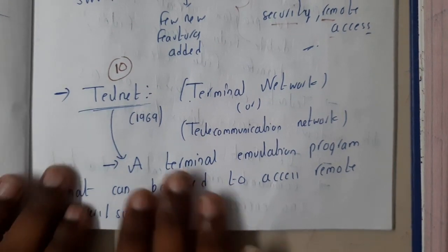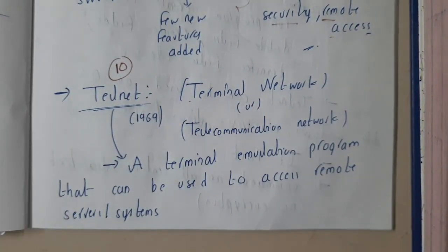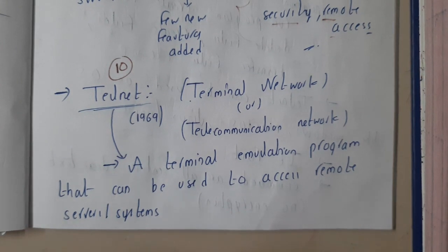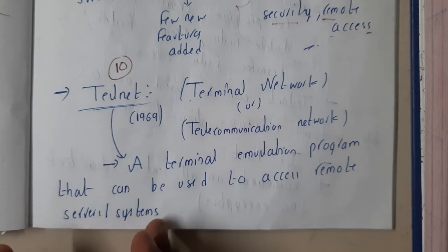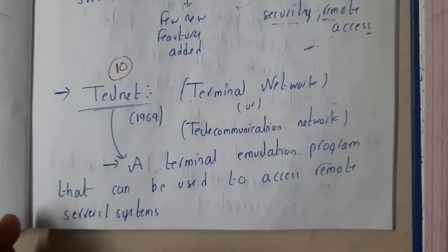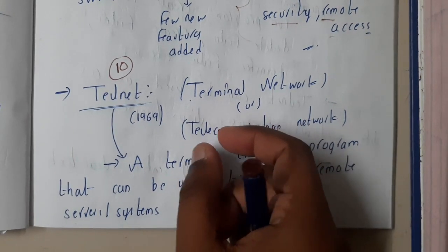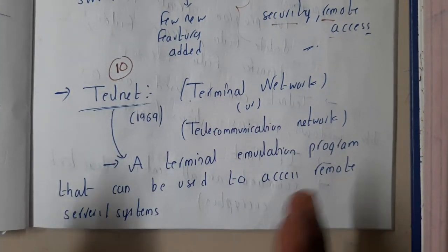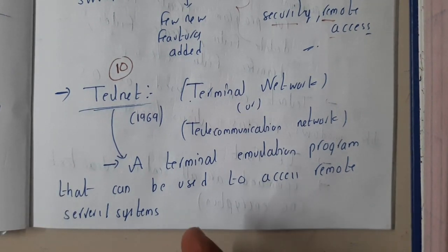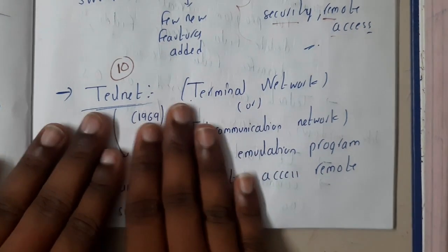In simple ways, assume that your friend's system is having some problem, or your friend is unable to code a particular program. You want to help him, but you are at some other place and he is at some other place. So if you get a chance to control his PC, you can show him, you can highlight for him, right? That kind of thing, remote access, is possible using the concept of telnet.